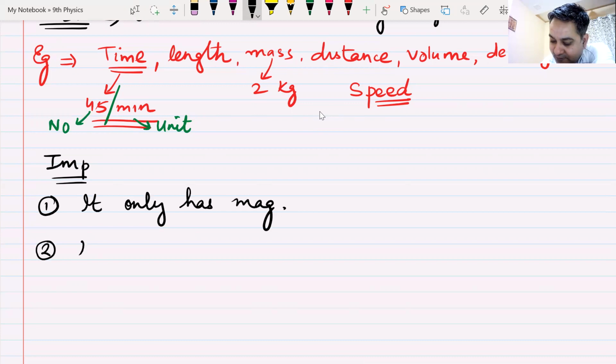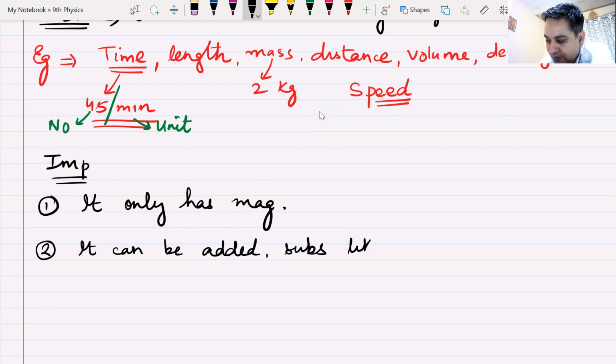Number two, it can be added, subtracted, or multiplied just like numbers. It can be added or subtracted just like numbers. If you have scalar quantities and you want to add or subtract them, you can simply do it as numbers.